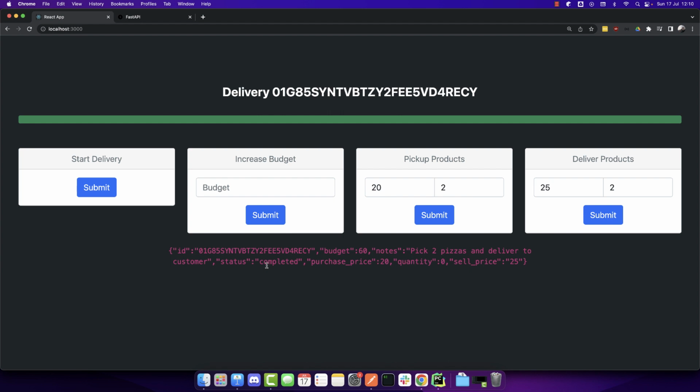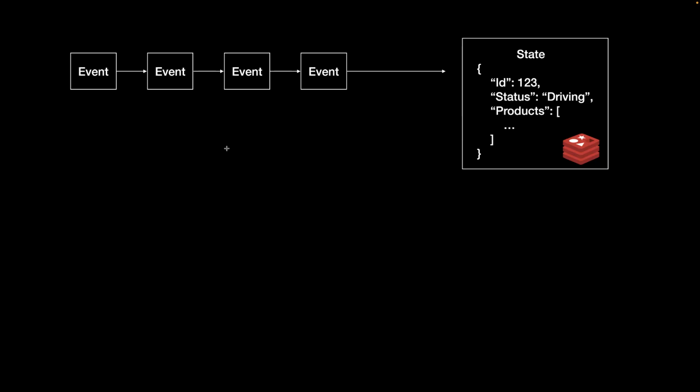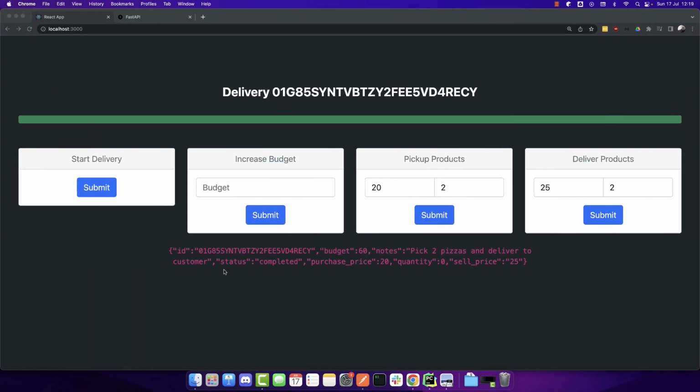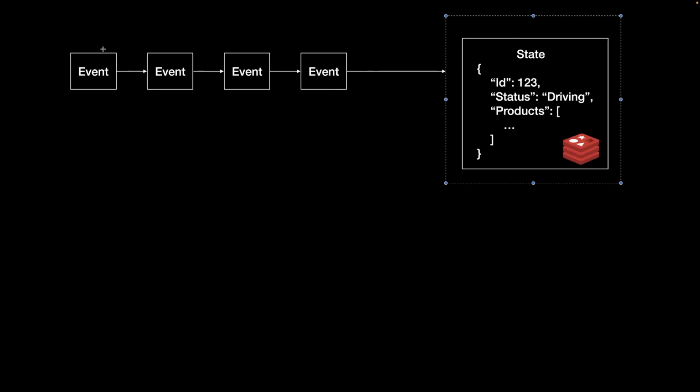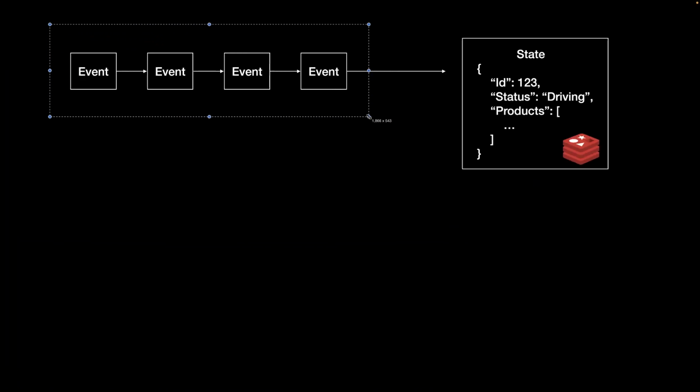But let's see how we build the state in the backend for this scenario. The main part of this tutorial is to explain that we will have events in our backend, which we will store in the database, and all these events will construct in a Redis cache the state of the current delivery. The state, we show it here. This is the current state and this is built by all these events in the backend.